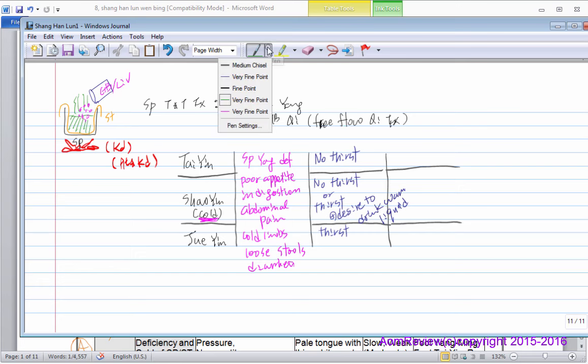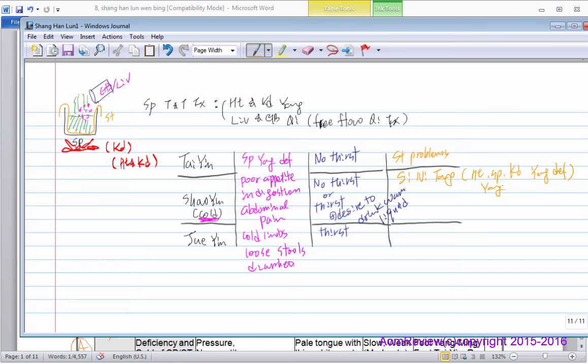And additionally, there are some more signs that might appear. Some stomach problems may appear. With the Shaoyin cold sign, you might have a tongue sign with heart, spleen, and kidney yang deficiency. But it is similar to the yang collapse. So that's why there are more heart yang signs you might see. It says the heart yang deficiency.